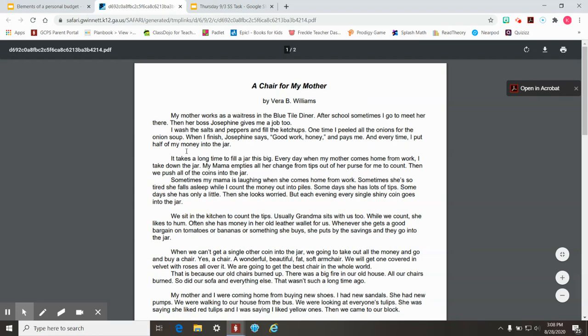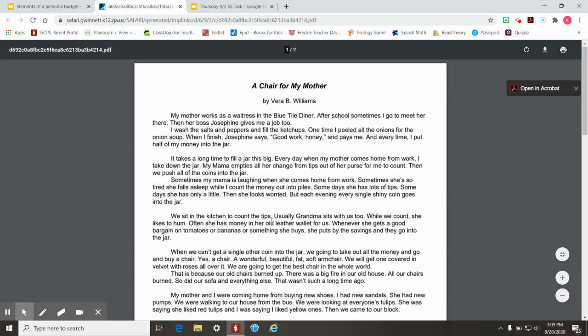And every time I put half of my money into the jar. It takes a long time to fill a jar this big. Every day when my mother comes home from work, I take down the jar. My mama empties all her change from tips out of her purse for me to count. Then we push all of the coins into the jar. Sometimes my mama is laughing when she comes home from work. Sometimes she's so tired she falls asleep while I count the money into piles. Some days she has lots of tips. Some days she only has a little. Then she looks worried. But each evening, every single shiny coin goes into the jar.